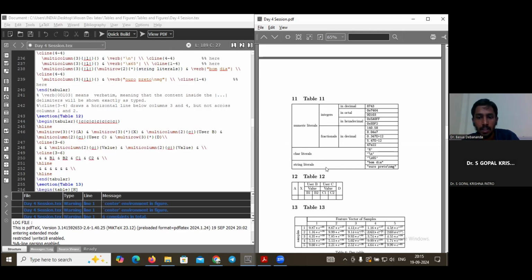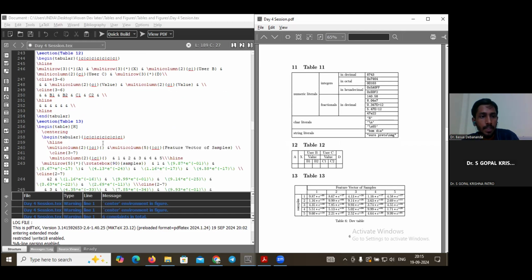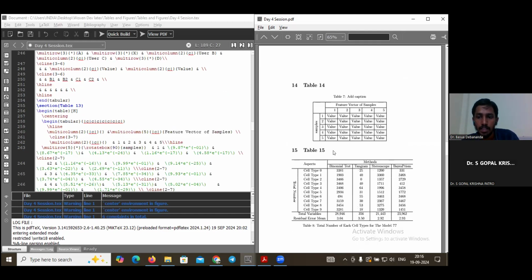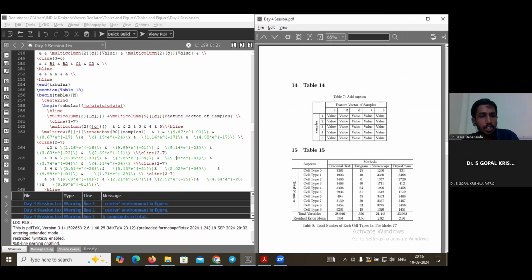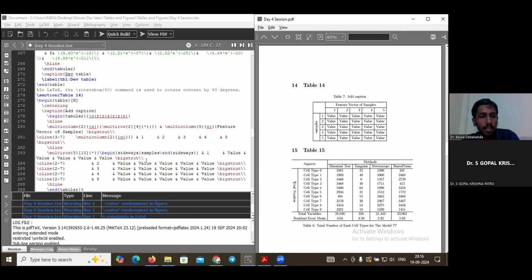This is another special case. Again, for this we have used only \multirow and \multicolumn. In most of the cases we have used the same thing, multicolumn and multirow. If you practice more and more, you can learn easily, and you can draw these tables very easily. You just have to remember a few commands, not more than that.